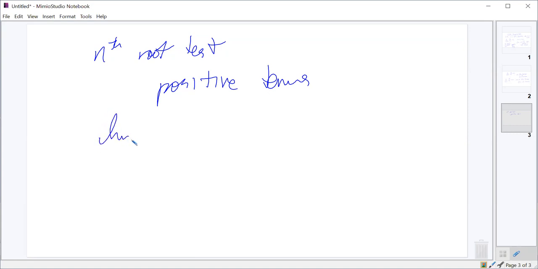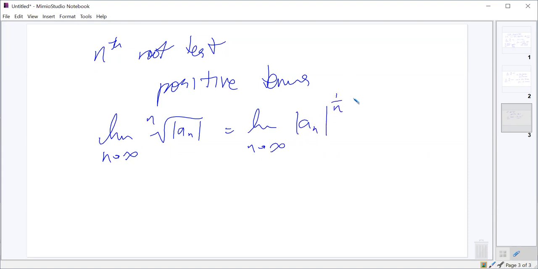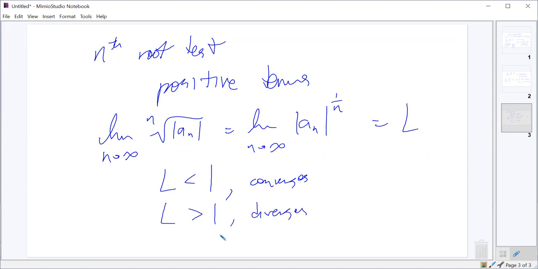It says that we can look at the limit as n approaches infinity of the nth root of a sub n, which I'm putting an absolute value on just in case we didn't have all positive terms for a sub n, which is also the same as the absolute value of a sub n to the 1 over n power. Sometimes it's more helpful to look at it like that. And we find that limit, whatever that limit is, L. If L is less than 1, it converges. If L is greater than 1, it diverges. And if L equals 1, then just like with the ratio test, it's inconclusive.